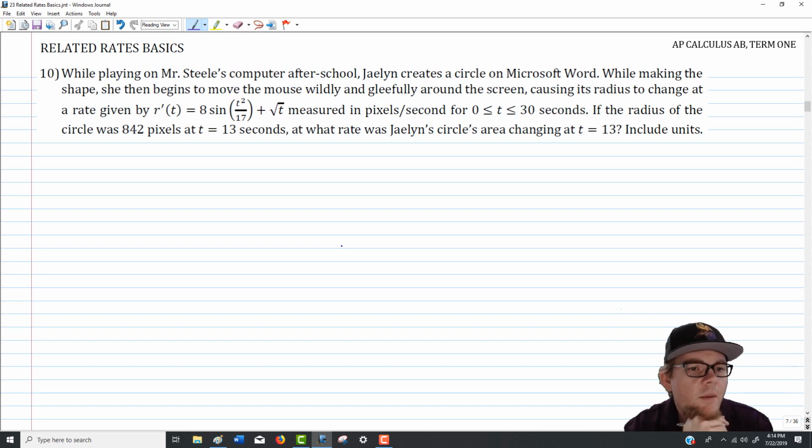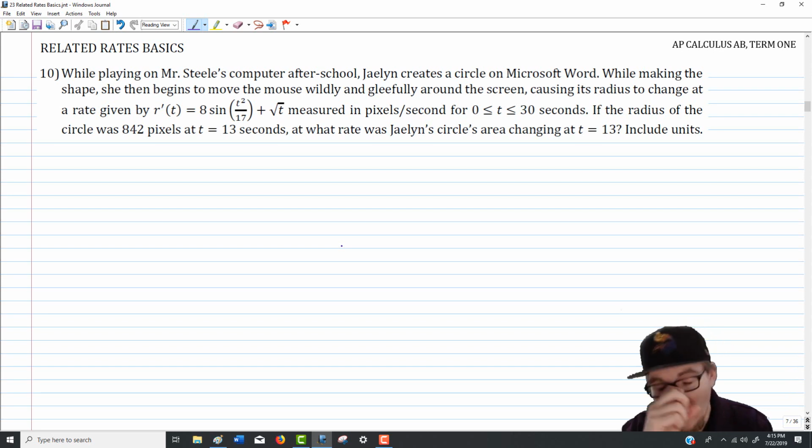It says, while playing on Mr. Steele's computer after school, Jalen creates a circle on Microsoft Word. While making the shape, she then begins to move the mouse wildly and gleefully around the screen, as little kids tend to, causing its radius to change at a rate given by r prime of t equals 8 sine of t squared over 17 plus the square root of t, measured in pixels per second for the first 30 seconds. If the radius of the circle was 847 at t equals 13 seconds, at what rate was Jalen's circle area changing at t equals 13?